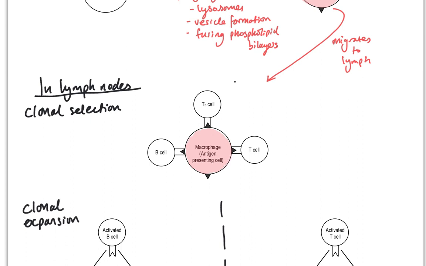And you can see that three cells have cottoned onto this one or bound onto it. We've got a B cell on this side. We've got a T helper cell on the top. And this is just one way of thinking about it. Different textbooks will show you this differently. This is just one way of thinking about how they work.